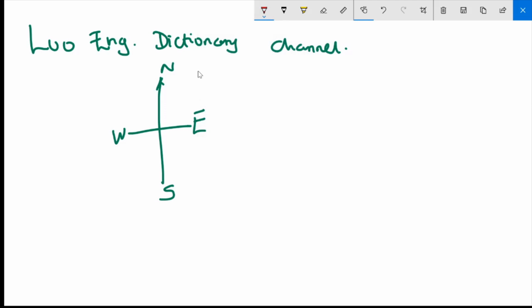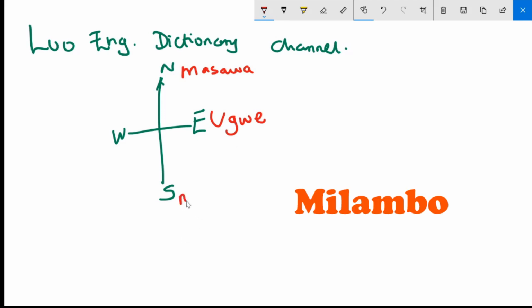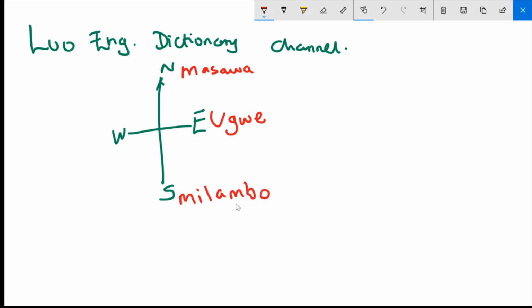So the north is called Masawa. And then east is Ugwe. South is Milambo. And then west is Imbo. Now some people say Imbo like this. I don't know which one is correct. The pronunciation is Imbo, both of them. So Masawa, Ugwe, Milambo, Imbo.